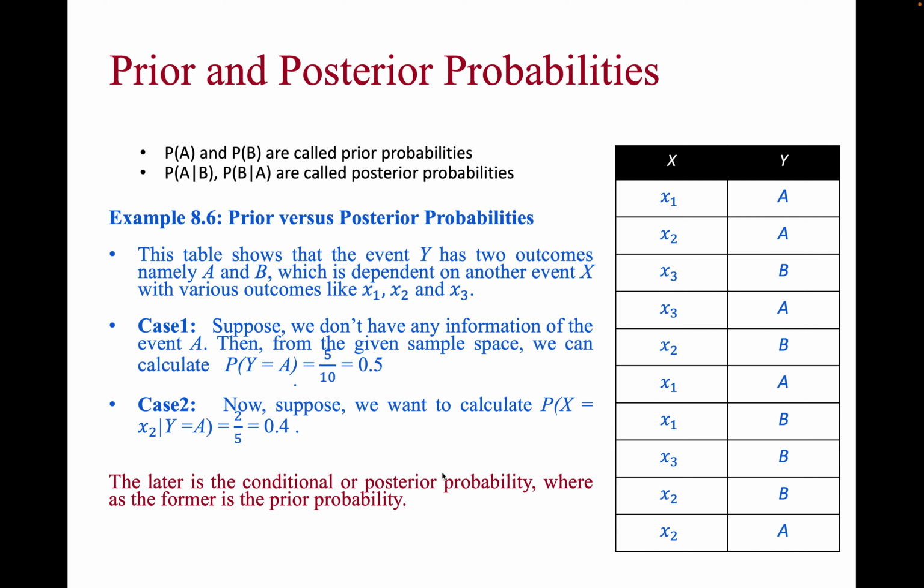Prior versus posterior probabilities. The table shows that the event Y has two outcomes, namely A and B, which is dependent on another event X, with various outcomes like x1, x2, x3. Case 1: suppose we don't have any information of the event A. Then from the given sample space, we can calculate P(Y) equals 5 upon 10.